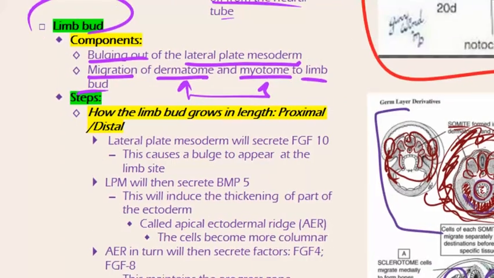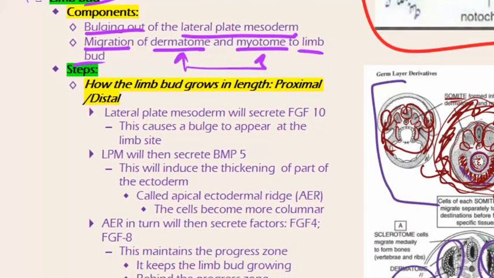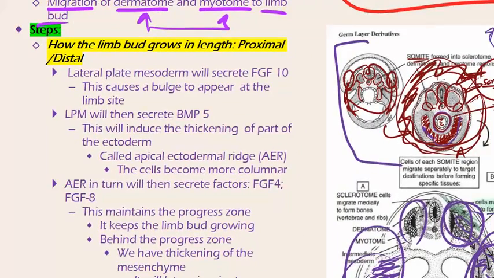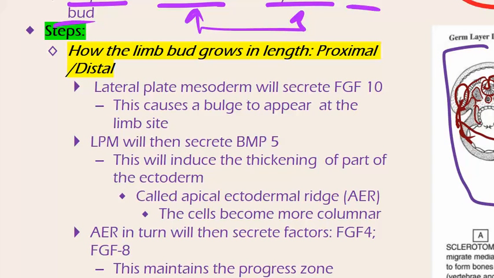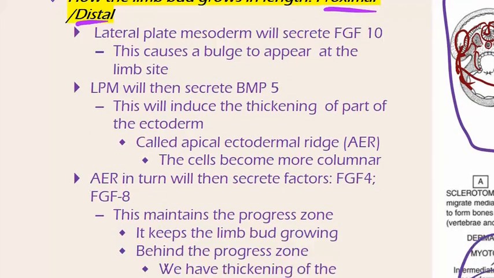Cool. All right, so we talked about the components of the limb bud. So now the thing is, we need to consider how the limb bud is actually growing lengthwise. We talked about the components of it. Now we're talking about how it actually grows in a proximal, distal way. So how does it grow lengthwise?